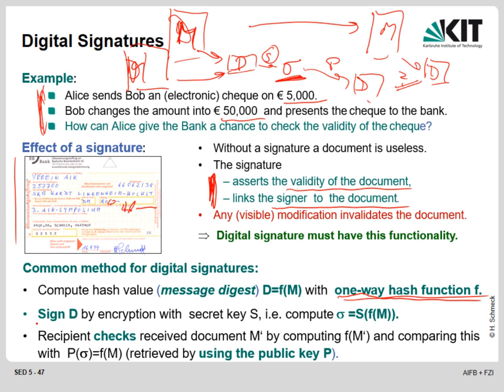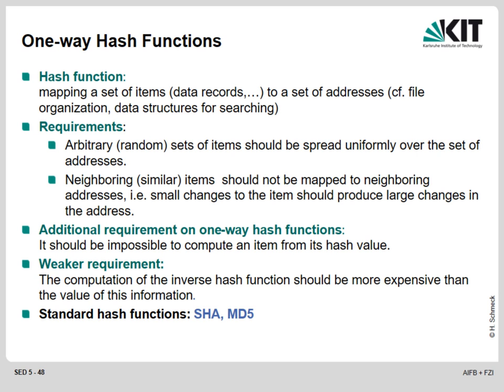So you can sign and assert the validity of the document and link yourself to the document, and you can check whether the document that you received is the same as the one that has been signed. This is exactly what we have in real life on paper. We have the document, we can see whether something has been changed, which is visible, and if something is changed, we would say, no, I don't accept that. If nothing has been changed, we assume that this is still the original document.